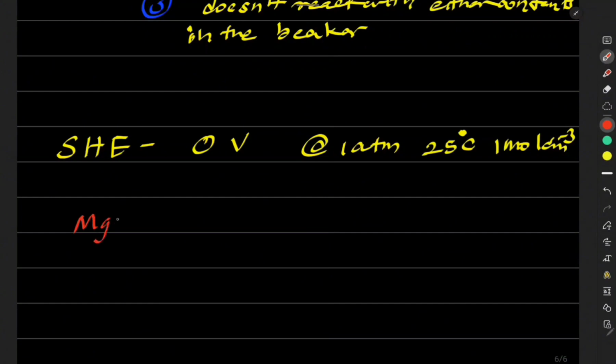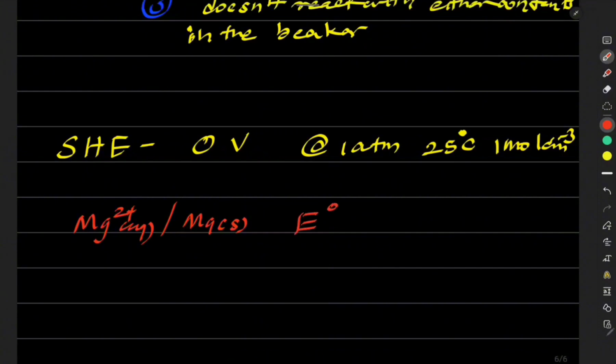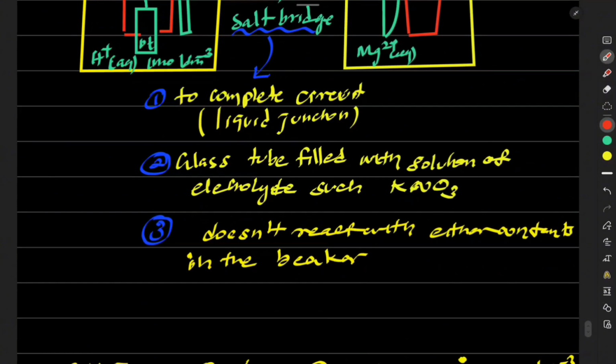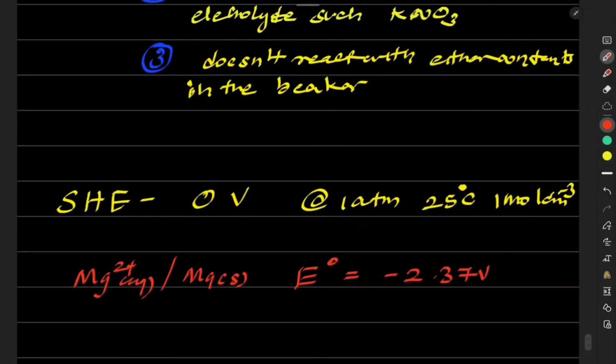For magnesium 2+ aqueous over magnesium solid, the electrode potential is minus 2.37 volts. One electrode will undergo reduction and the other undergoes oxidation, and here the magnesium 2+ undergoes reduction because it has the ability to attract electrons more than hydrogen.